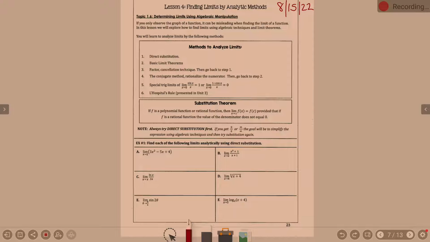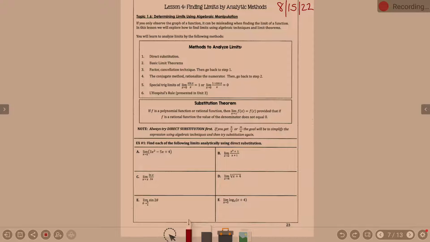Okay? So, substitution theorem. If f is a polynomial function or a rational function, then the limit as x approaches c of f of x is equal to f of c, provided that if f is a rational function, the value of the denominator does not equal 0. So the idea, if f is a polynomial function, so just a traditional, I want to use the word continuous. I know we don't have a definition of continuous, but a function that just flows, has no breaks and stuff. If it's a polynomial function or a rational function, the limit is equal to when we plug the value in, which is what we've already been working with a little bit.